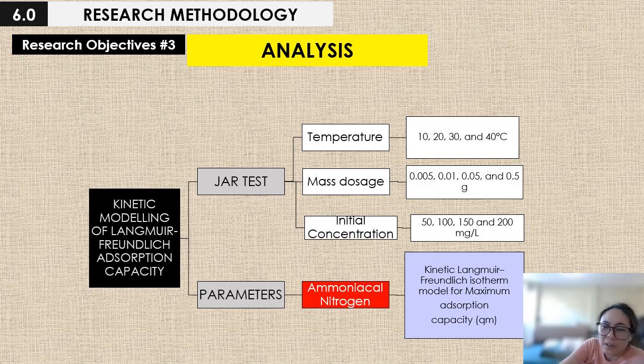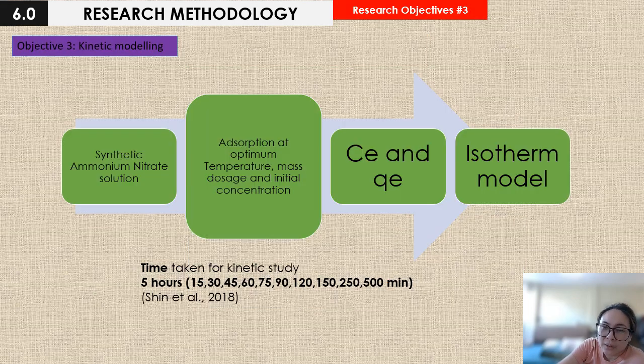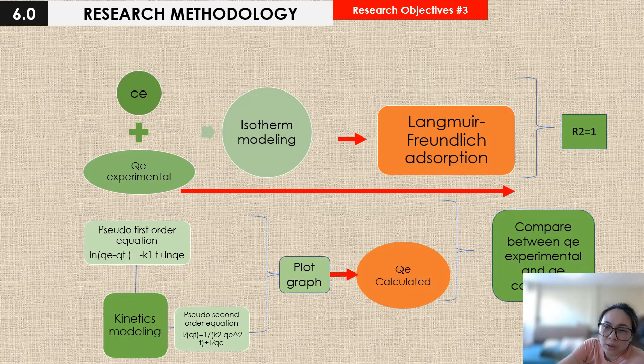After varying the temperature, mass dosage, and initial concentration, the kinetic and Langmuir-Freundlich isotherm is done using a graph and Excel, to produce the CE and the QE for this isotherm model. Then you have to compare the R square, the experimental QE, and the QE calculated from the graph.